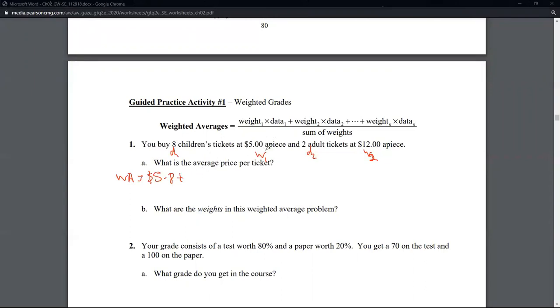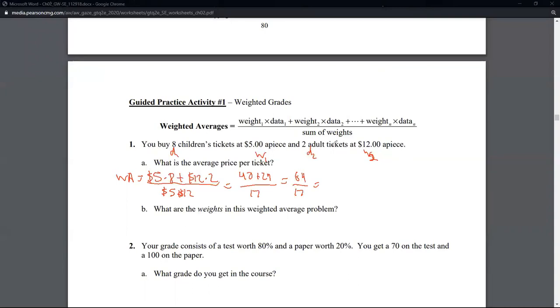Plus weight 2, which was the $12, times the number of adult tickets, which is 2. So this is the children, this is the adults. Don't mix and match. Divided by the sum of the weights. In this instance, I said 5 plus 12. 5 times 8 is 40. 12 times 2 is 24. 5 plus 12 is 17. 40 plus 24 is 64.